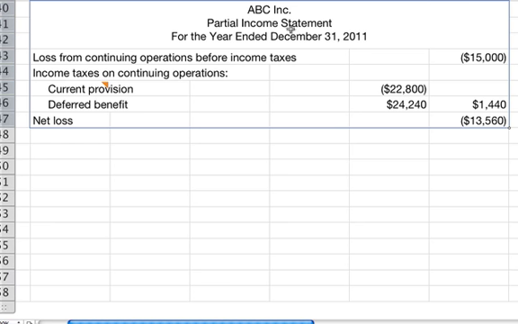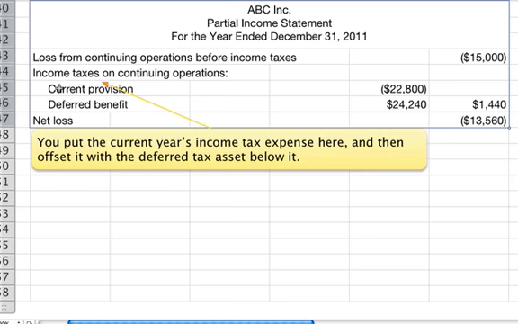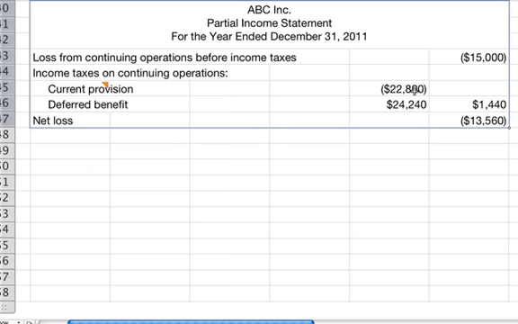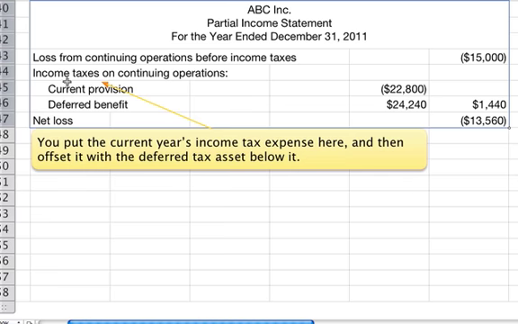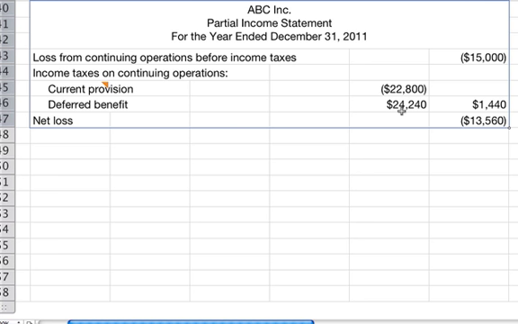So ABC partial income statement for the year ended December 31st, 2011. You have the loss from continuing operations before income taxes of $15,000. Then you have income taxes on continuing operations. You have the current provision. You put the current year's income tax expense here, $22,800. Then the deferred tax benefit below it, $24,240. The difference is a positive $1,440. You offset this against the loss from continuing operations. So your net loss for the year is $13,560. And that is how you do that problem.